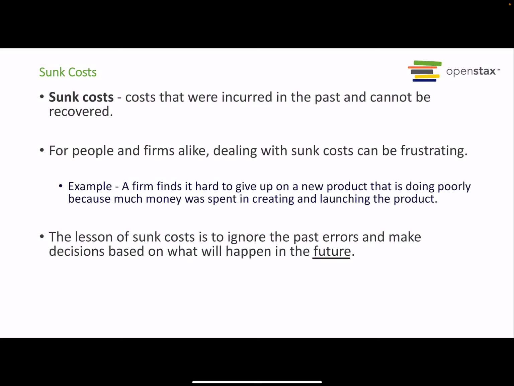But the reality is you have to ignore the sunk cost. That's a past error. It's behind you now. And you need to make decisions based on the future. Looking forward, what is the best decision for me as an individual? What is the best decision for my firm? Sunk costs are basically irrelevant. And again, I promise you in a group setting, you saying that will upset people. But from an economic point of view, you are correct and they are not.